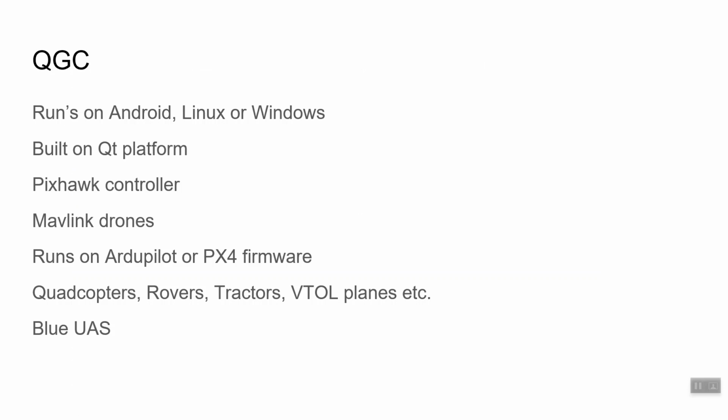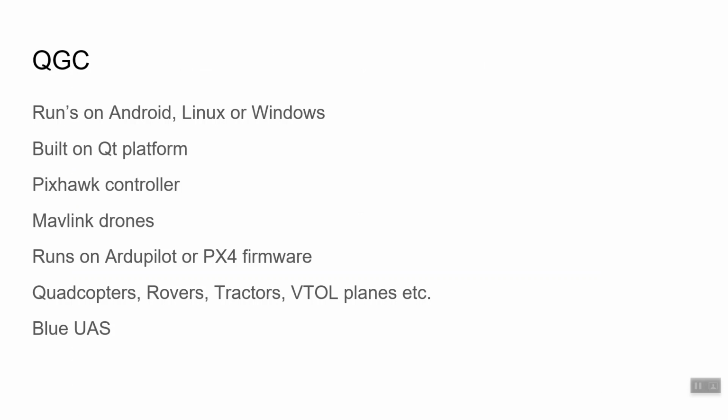So what we have to do in QGroundControl is basically do everything in QML, which is kind of a JavaScript, and then C++ for some of the more firmware changes. It runs on a Pixhawk controller. I ran all these examples on an Orange Cube, and we did use the NXP one as well. Like I said earlier, it's MAVLink drones typically.